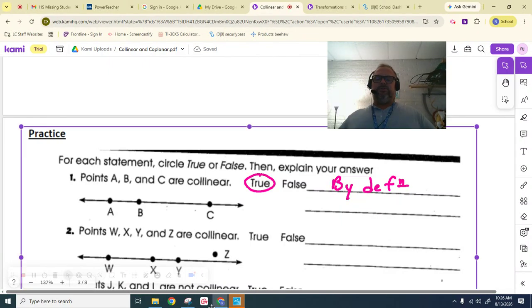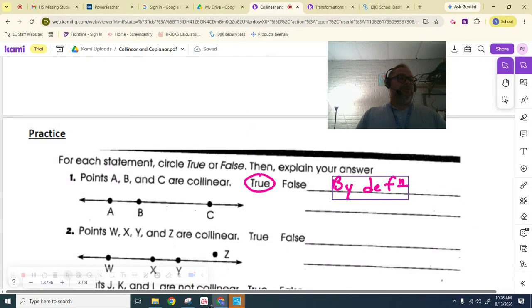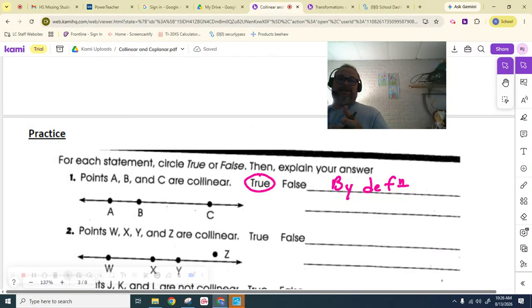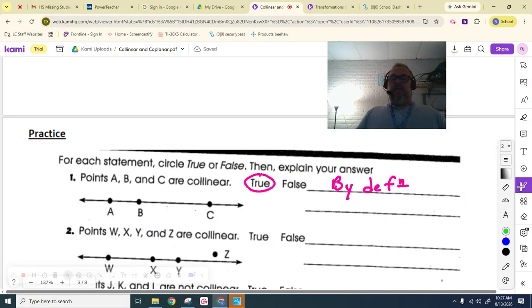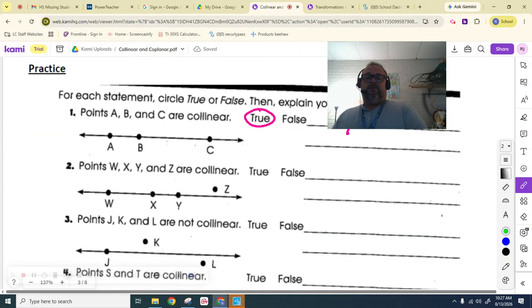So it's either true or false. Here's your explanation. Points A, B, and C are collinear. True, because they're all on the same line. Why is it true? By the definition of collinear. Then it says W, X, Y, and Z are collinear. False. Why?